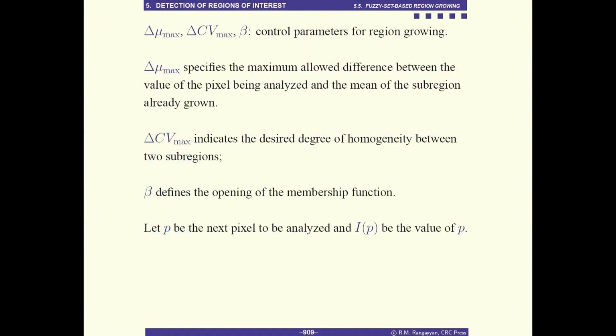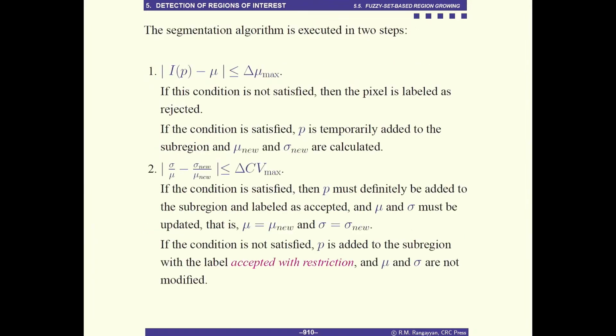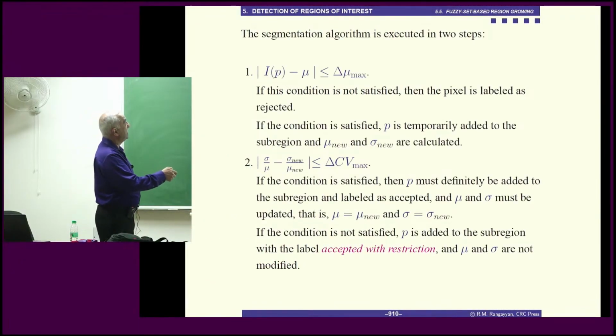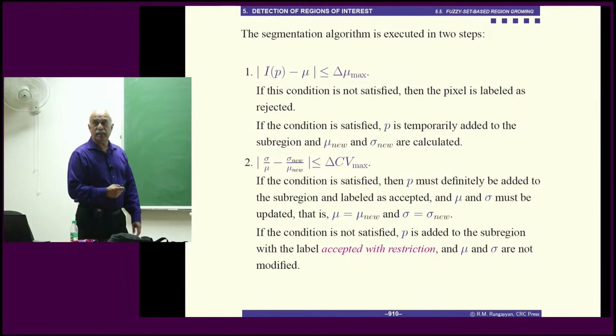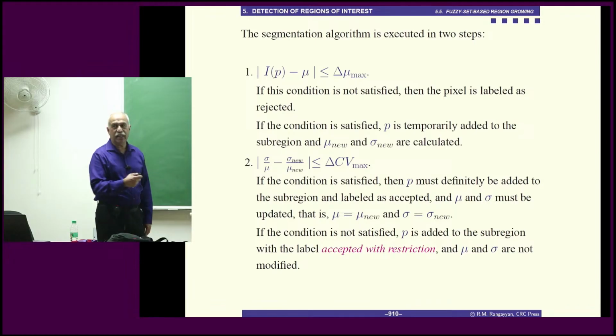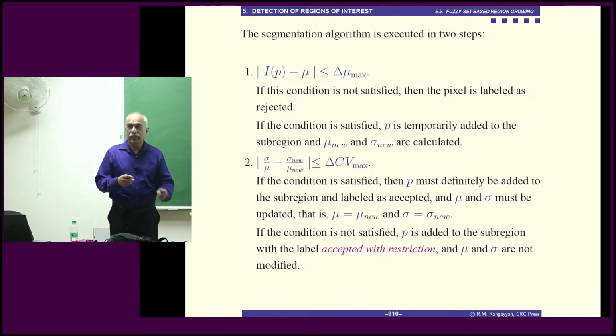And let P be the pixel being analyzed and IP be the value of that pixel P. So in the region growing that we saw earlier, we compare the current pixel value to the seed. So here we are comparing IP to mu, the mean of the region being grown. If the difference is less than or equal to delta mu max, that is one condition. If it is not satisfied, the pixel is rejected. If it is satisfied, P is temporarily added to the subregion and mu nu and sigma nu are calculated. And then you ask the question, how much is the deviation if I include this pixel in the region?